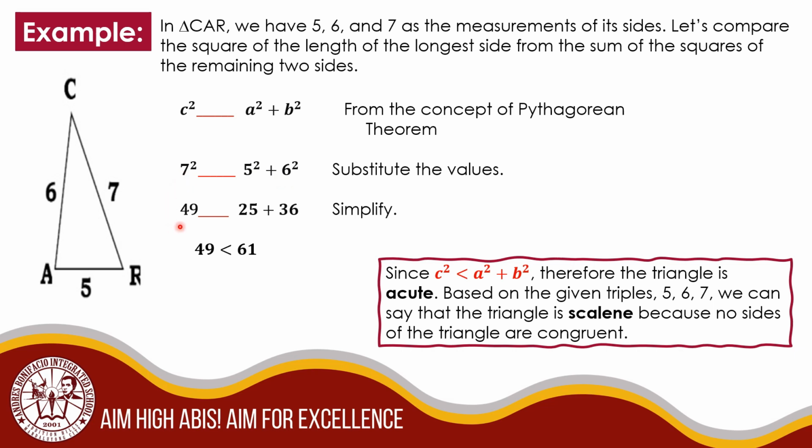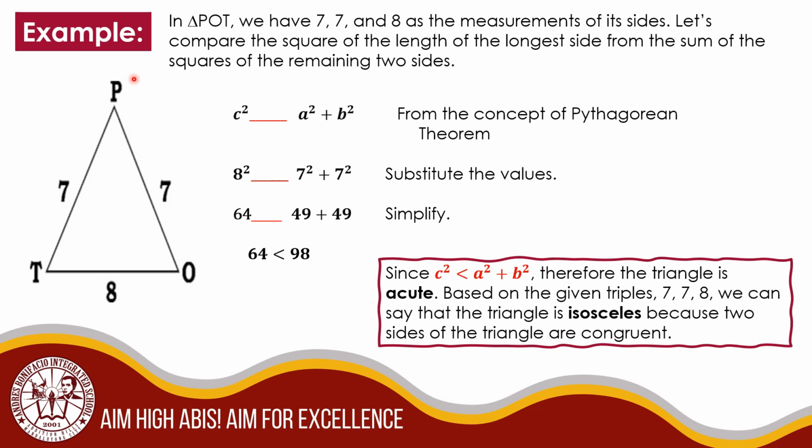7 squared is 49. 5 squared is 25. 6 squared is 36. So 25 plus 36 is 61. 49 is less than 61. So since C squared is less than A squared plus B squared, therefore the triangle is acute. Based on the given triples 5, 6, 7, we can say that the triangle is scalene because no sides of the triangle are congruent.